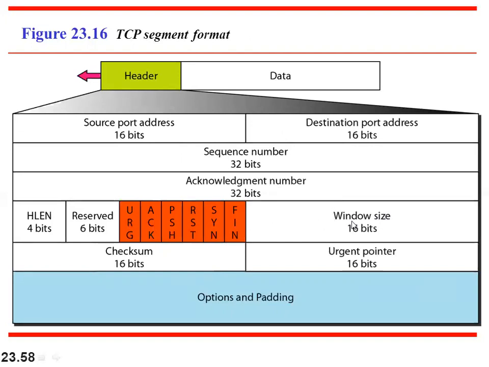wherein there is one field called window size. When the receiver sends the acknowledgement, it calculates how much buffer space is left, that is, how many bytes the receiver can store next in its buffer. That is called the window size. The receiver calculates this window size, stores it in this field, and then forwards it towards the sender.